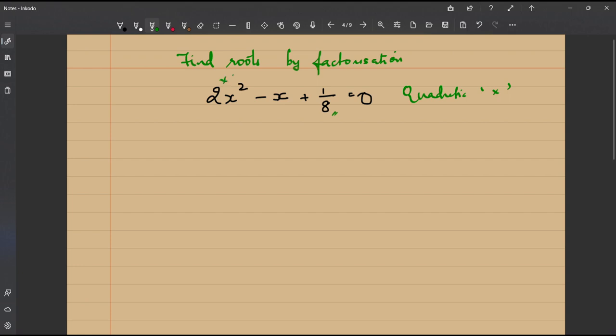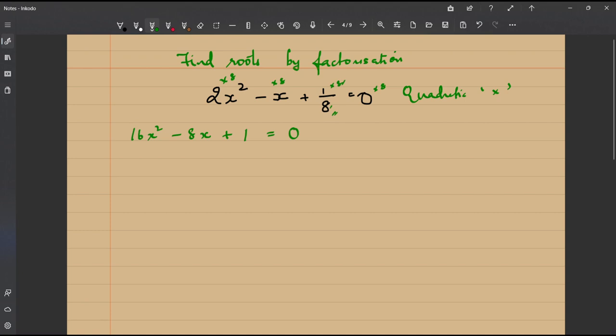Just multiply every term by 8. You don't alter the equation by doing so. And what do we get if we do that? You get 16x squared minus 8x plus the 8 and the 8 get cancelled, so plus 1 is equal to 0, since 0 multiplied by any number is 0.